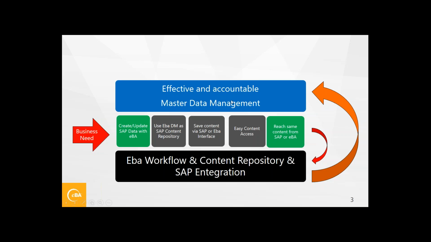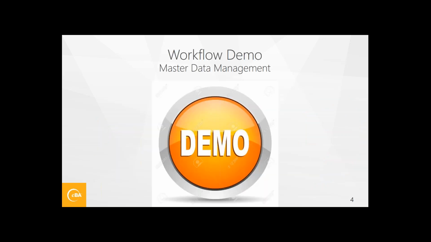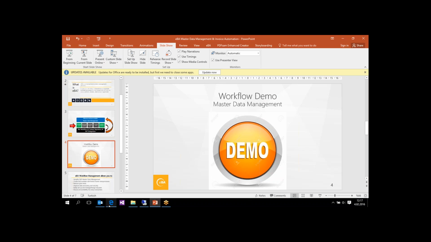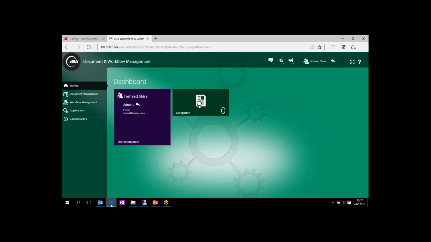So we developed this process to show you how easy it is with eBA. Let's start the process on the eBA user interface and see all details of the master material creation. We will use the Ferhat user to start material creation because he is responsible for new material creation in the system. So I changed the current user to Ferhat. I log on with him and I will start a material creation process on the eBA interface.